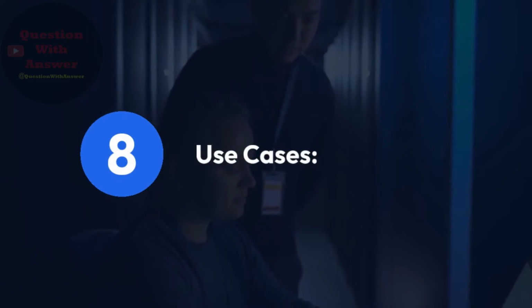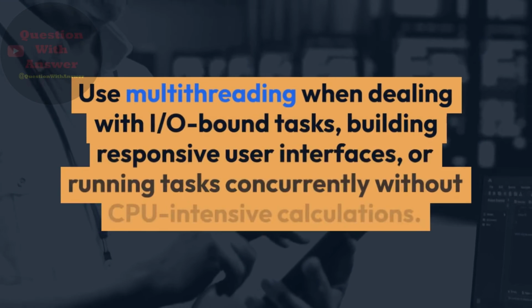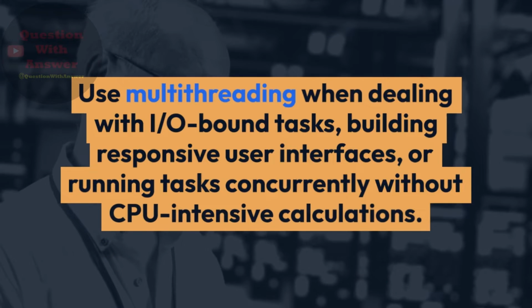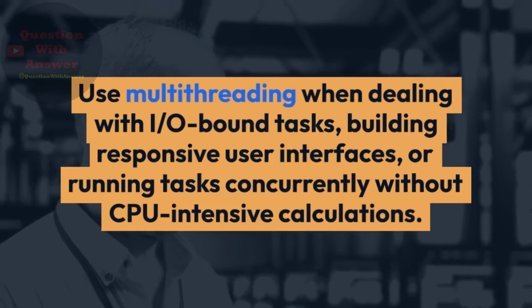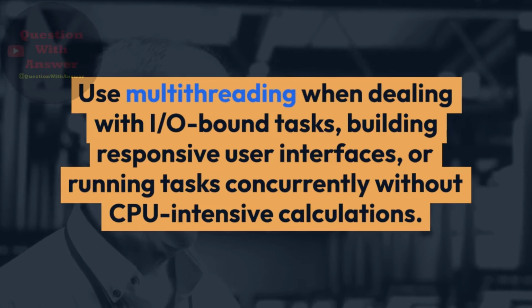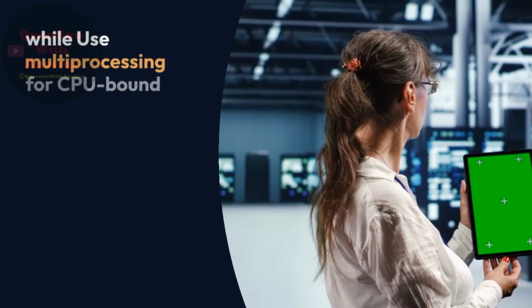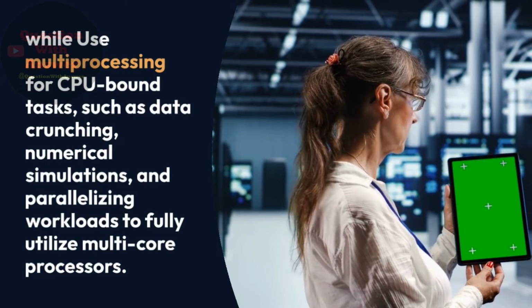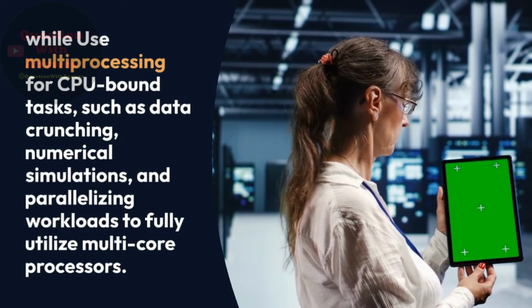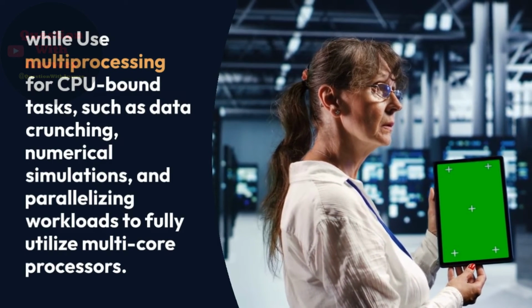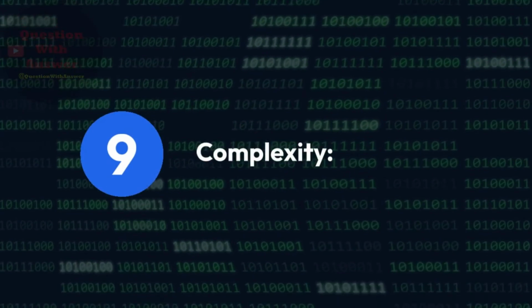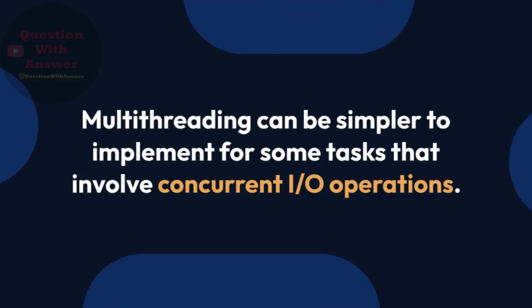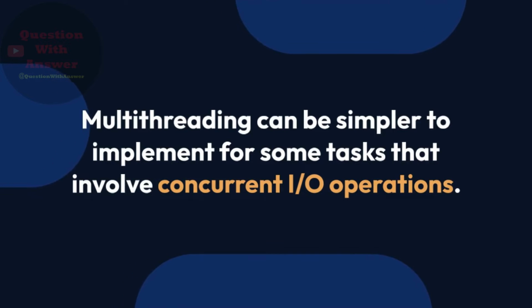8. Use cases. Use multithreading when dealing with I/O-bound tasks, building responsive user interfaces, or running tasks concurrently without CPU-intensive calculations. While use multiprocessing for CPU-bound tasks, such as data crunching, numerical simulations, and parallelizing workloads to fully utilize multi-core processors.